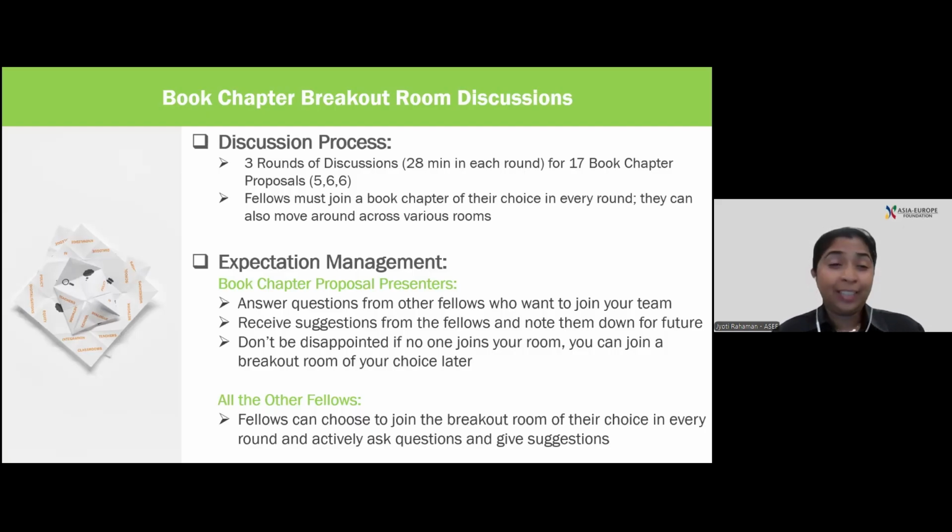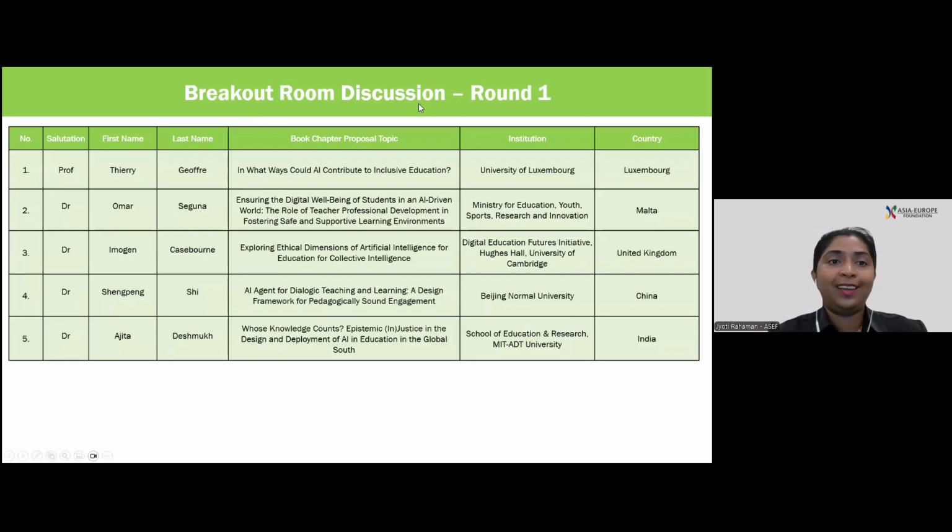And of course, there is a chance that your book chapter might not get selected, or in your breakout room, you might not have enough fellows joining. Please don't be disappointed. That's a normal process. You will still have an opportunity to contribute to a book chapter, and we will try our best to allocate you in a book chapter that is aligned with the original chapter you have proposed. And for all the other fellows, please join the breakout room of your choice, and in every round ask questions and give suggestions.